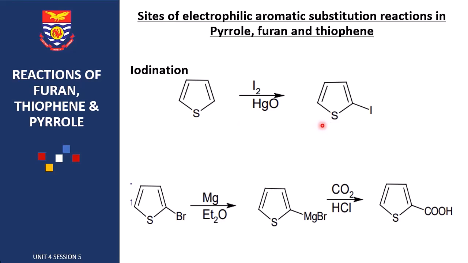In iodination as well, the 2-iodothiophene product is formed. Now, this halogenated product can further be treated with other useful reagents to form a wide variety of important derivatives. So, the first step is to use your bromination to produce the derivatives of thiophene, and after getting these derivatives, other useful derivatives of thiophene as well can be synthesized using different chemical reagents.